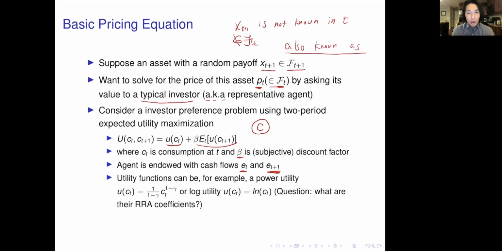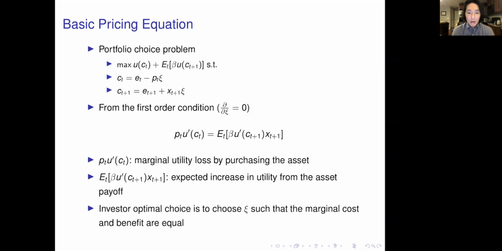And the utility function can be anything as long as it captures risk aversion. The most common form is the power utility, okay, in this form, or log utility. And you can actually check the relative risk aversion coefficients, and you can check that yourself. For the power utility function, the risk aversion is gamma. And for the log utility function, the risk aversion is 1. Okay. So in some sense, this log utility function is the approximation of the power utility function as gamma approaches 1. So this is the basic setup, and let's take a look at the portfolio choice problem.